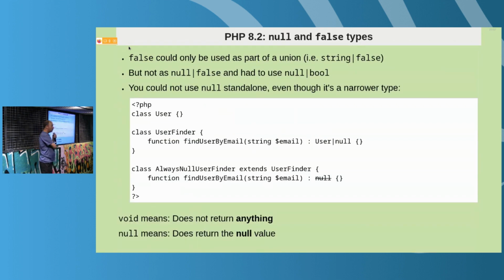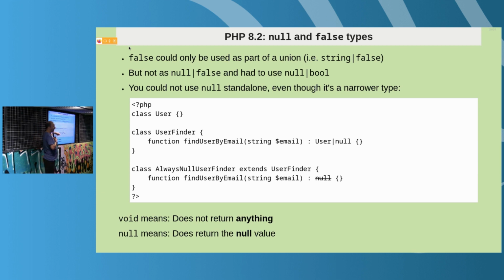Oh yeah, in PHP 8.2 we finally added some other types. We already had the null and false types, but you could not use these as part of a union. You could do string or false, but you couldn't do string or null, or false or null, or bool. These things were not possible because you had to use the question mark. You could also not use null standalone, even though that is sometimes useful. In this example I have a UserFinder, my normal class, and I do findUserByEmail, and I pass an email, and then you get a user back if it finds it, or null.